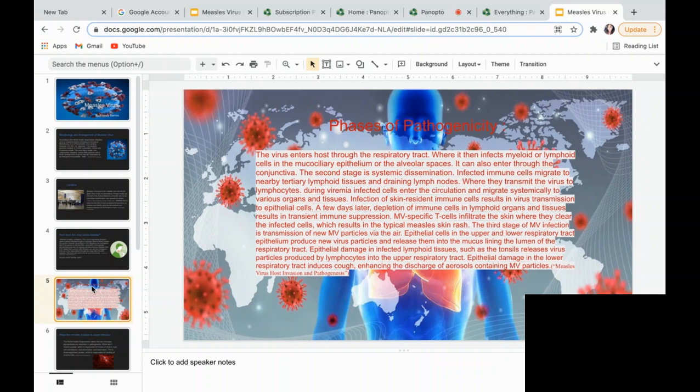The third stage of MV infection is the transmission of new MV particles in the air. Epithelial cells in the upper and lower respiratory tract epithelium produce new virus particles and release them into the mucous lining, the lumen of the respiratory tract. Epithelial damage in the infected lymphoid tissues, such as tonsils, releases virus particles produced by the lymphocytes into the upper respiratory tract. Epithelial damage in the lower respiratory tract induces cough, enhancing the discharge of aerosols containing MV particles.